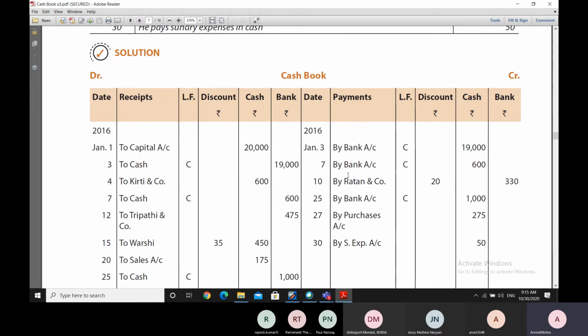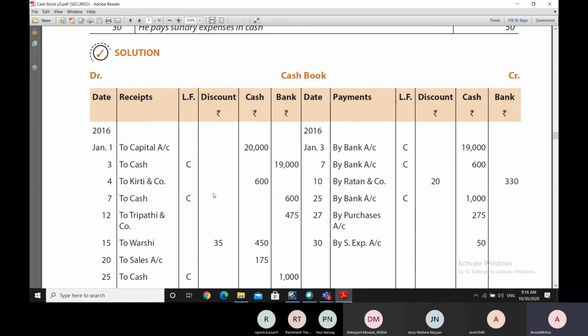And here on January 7, we are writing 600 rupees, which are paid out of the cash, and it is a contra entry. On January 7, it is paid out of the cash, which means the check has been taken out from the office. And so the cash book is credited by 600 for the check taken out from the office, and in this case the bank account is debited and the cash account is credited.